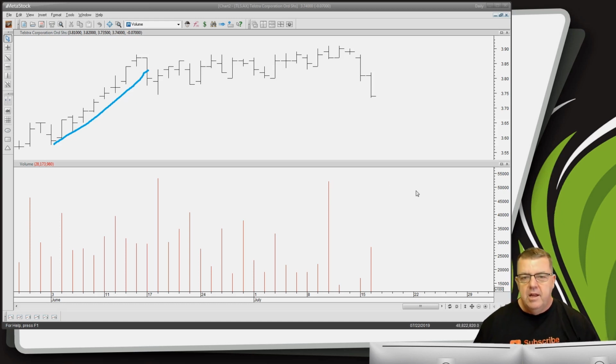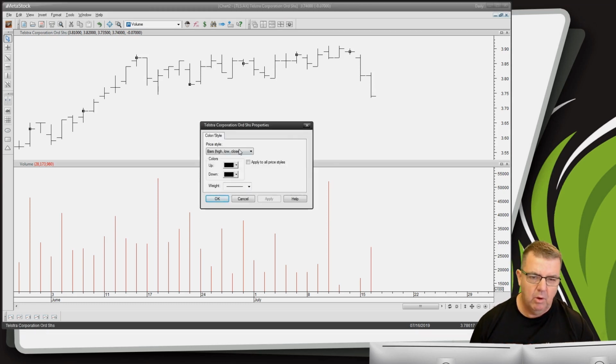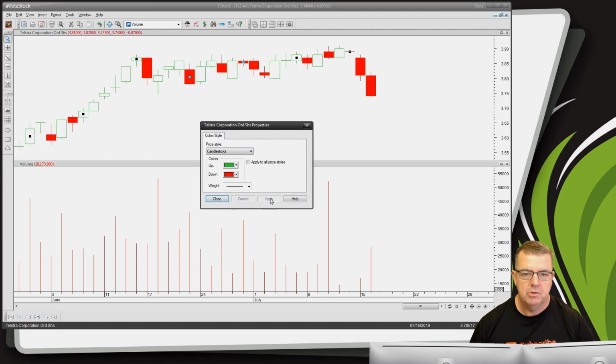Let's jump over now and have a look at probably the most popular of the charts, and that of course is the candlestick chart, which gives us even more information. A candlestick chart is really not that dissimilar to a bar chart, in the sense that we're also tracking the open, the high, the low, and the close, but we can also change the color of the up day and the down day. Generally most candlesticks are green on an up day, red on a down day, so we'll do the same here.